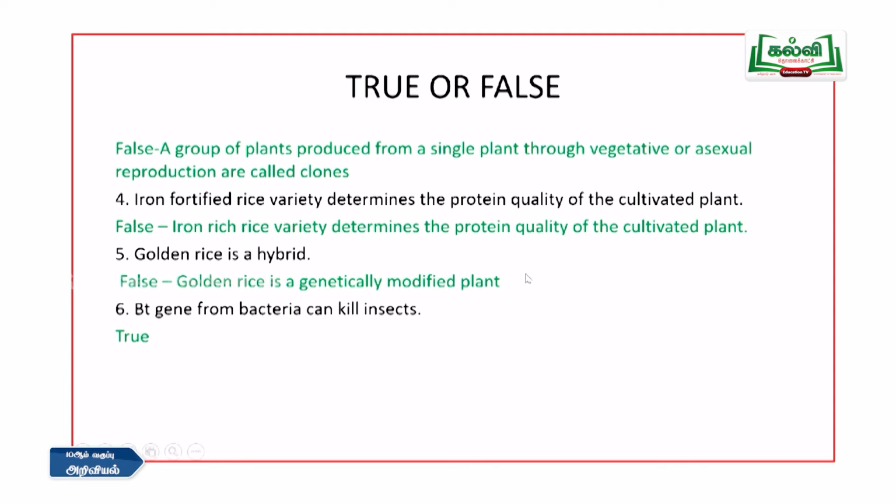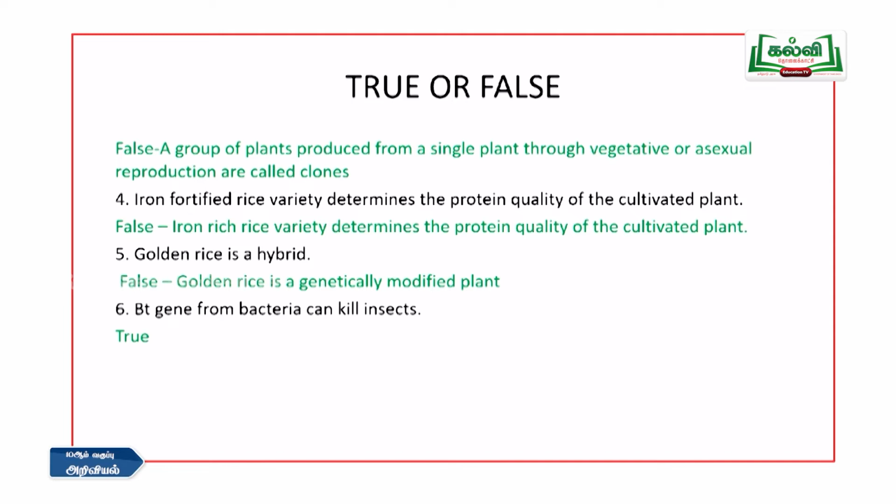In the place of pure line, you want to write clones. So the statement is false. A group of plants produced from a single plant through vegetative or asexual reproduction is called clones. Number 4, iron fortified rice variety determines the protein quality of the cultivated plant. This statement is also false. In the place of fortified, cut the word and write rich. Iron rich rice variety determines the protein quality of the cultivated plant.